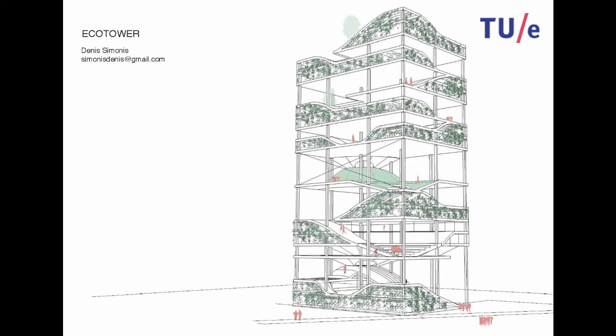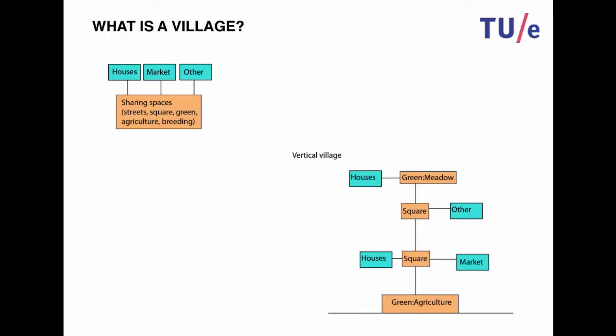Welcome to the Ecotoren. First, what is a village? A village is an organization which consists of all the private functions such as houses, market or others, and they are connected to each other thanks to the sharing spaces. It's a kind of skeleton that can be erected vertically in order to make a tower.